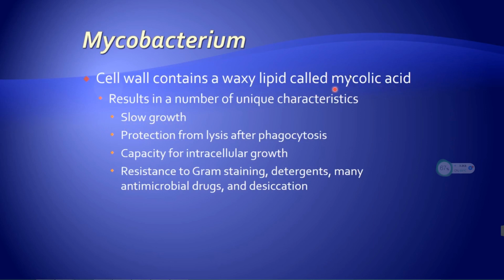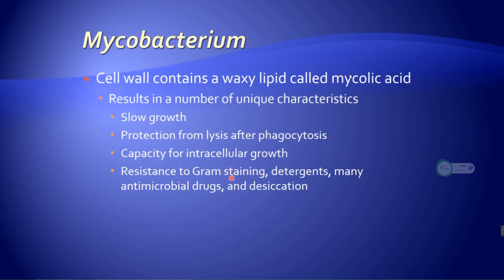Not only does mycolic acid give rise to slow growth, but it also protects the cell from lysis, especially after phagocytosis. So this is one of the strategies it has to essentially deal with the phagosome fusing with the lysosome. And sometimes that happens, sometimes that doesn't happen. And one of the reasons is because of mycolic acid and another compound we're going to deal with very shortly. So it does give good capacity for its intracellular growth. In other words, this is an intracellular parasite again.